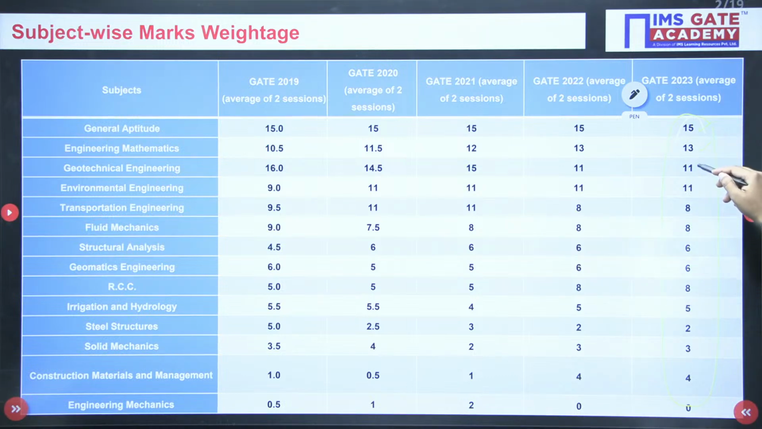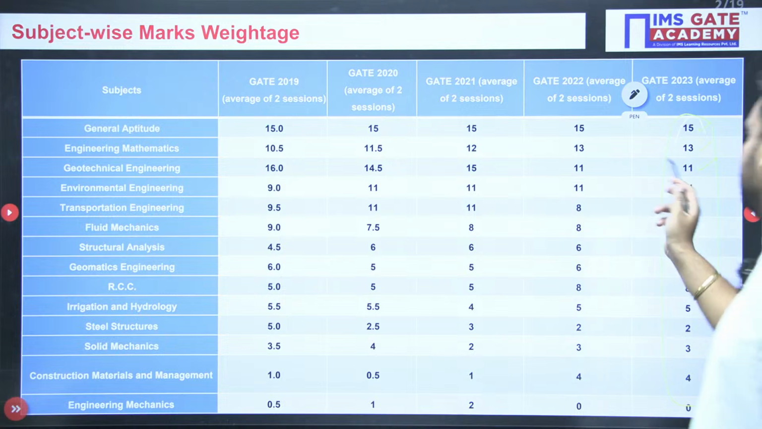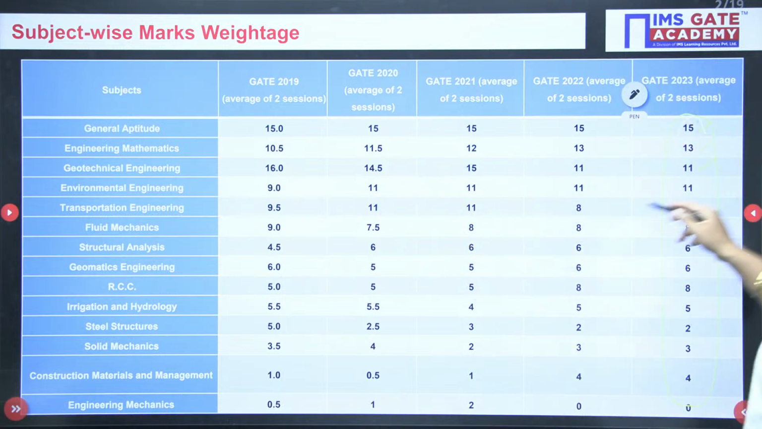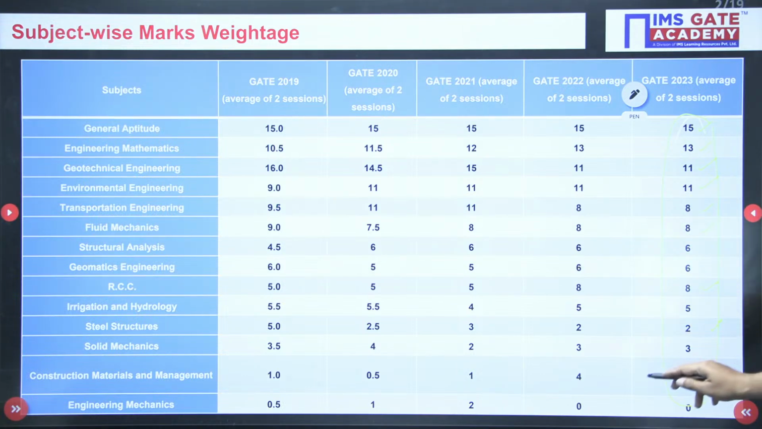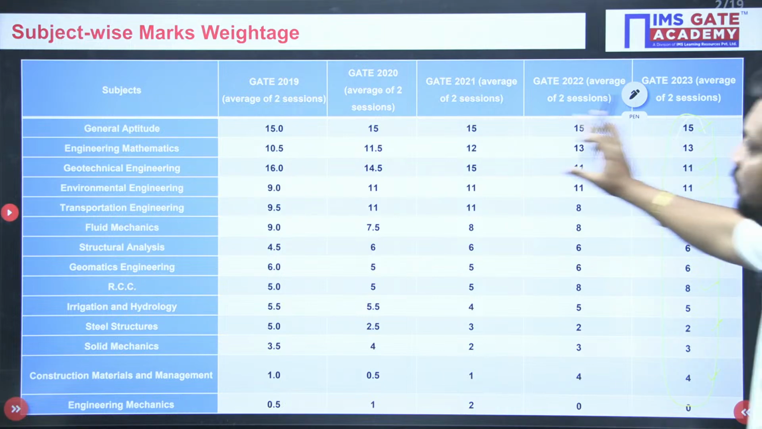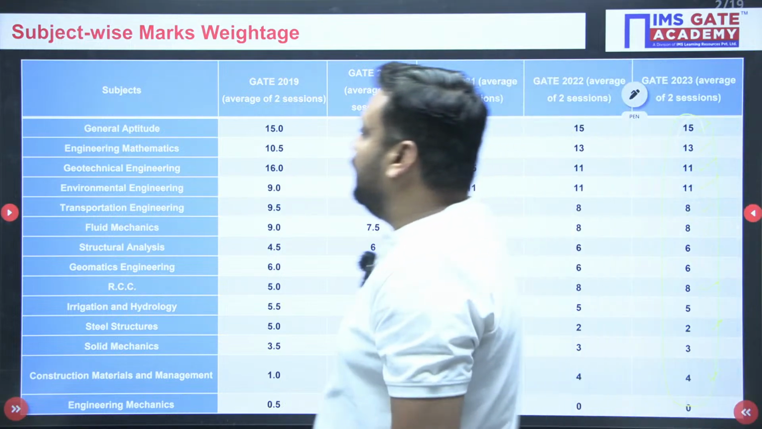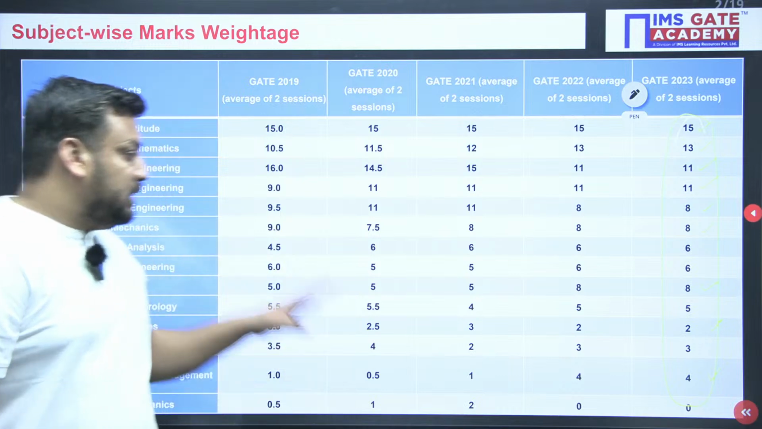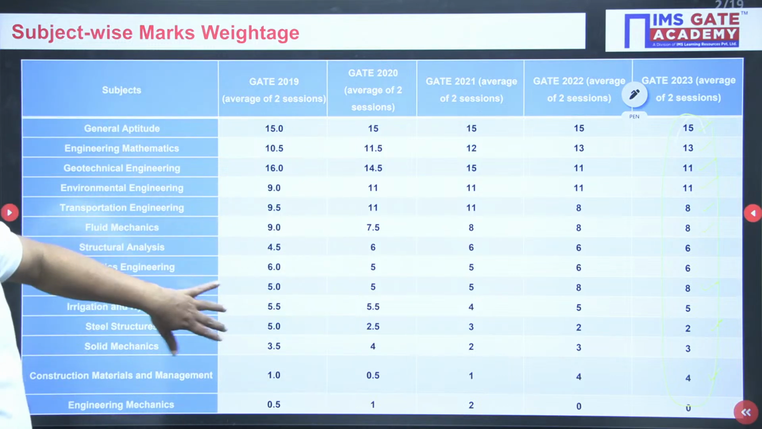If we talk about Geotech, it was 11 last year; this time I think Geotech is 14 or more than 11 marks, which Sandeep sir will explain in detail. Environment engineering last year was 11, 8, 8. RCC also has 8 marks, steel structure 2 marks and CMM 4 marks. So this is the subject-wise weightage till last year.